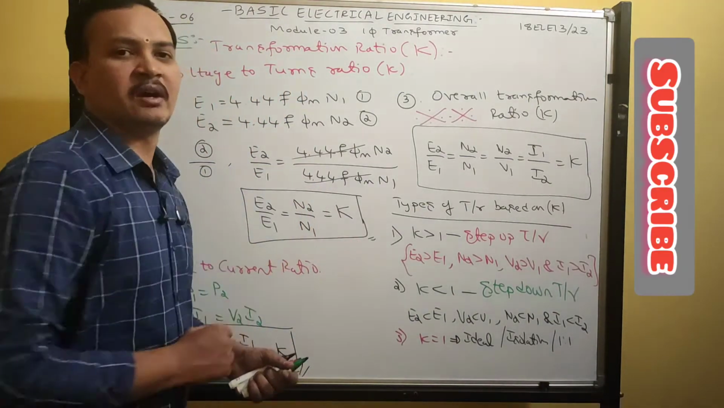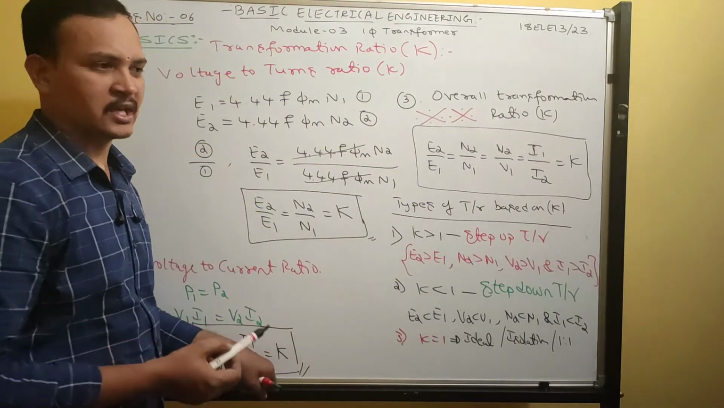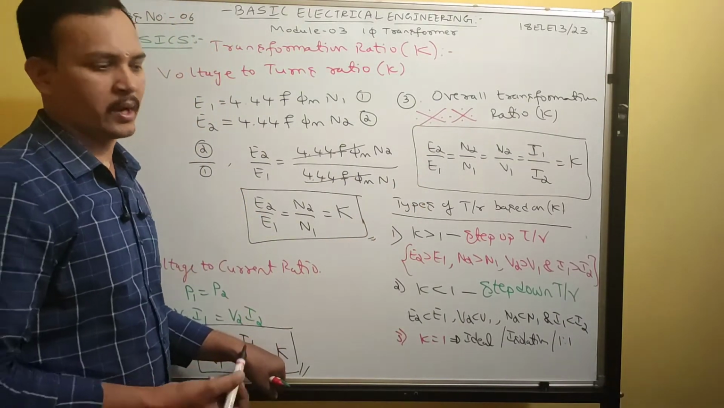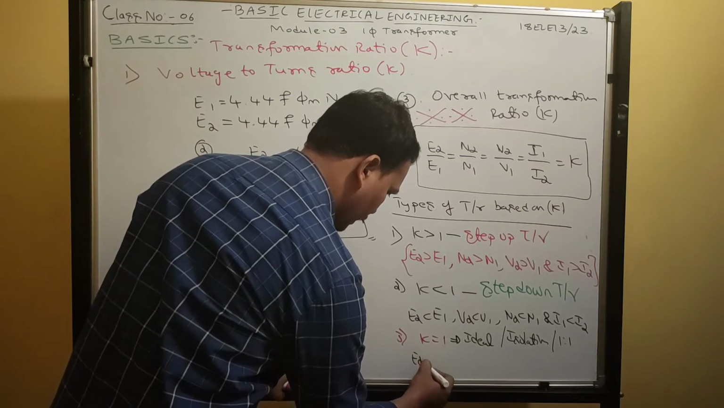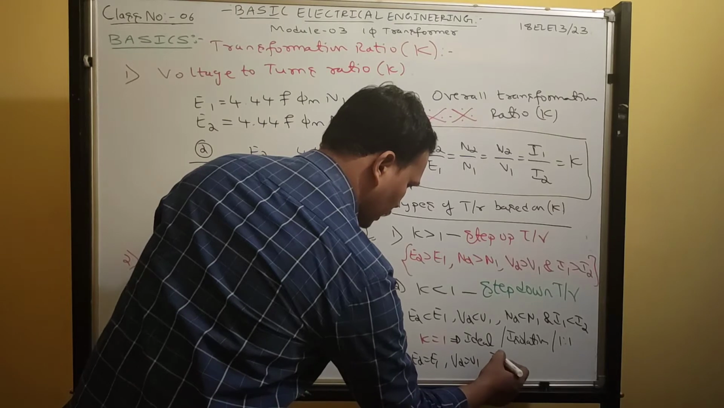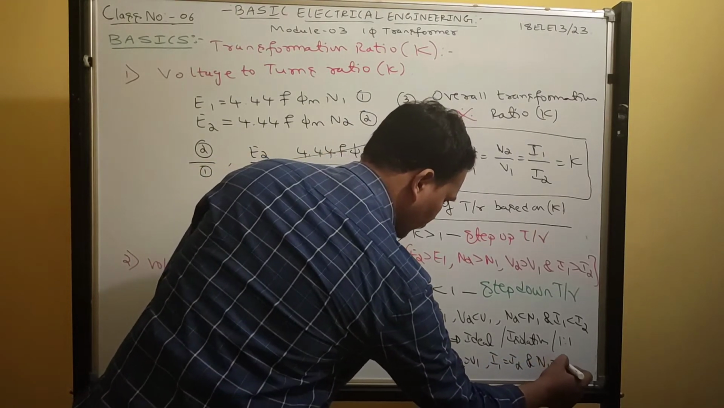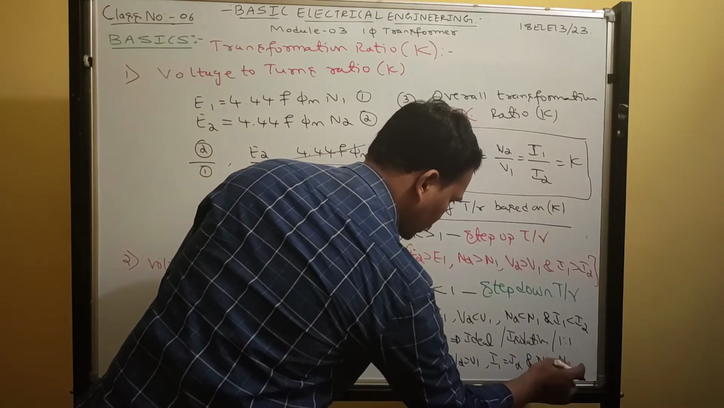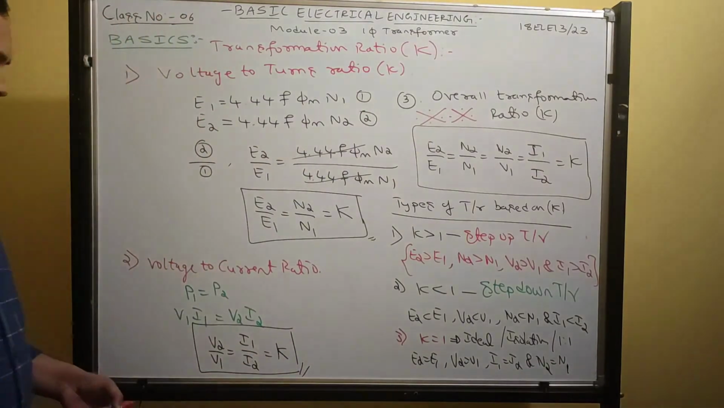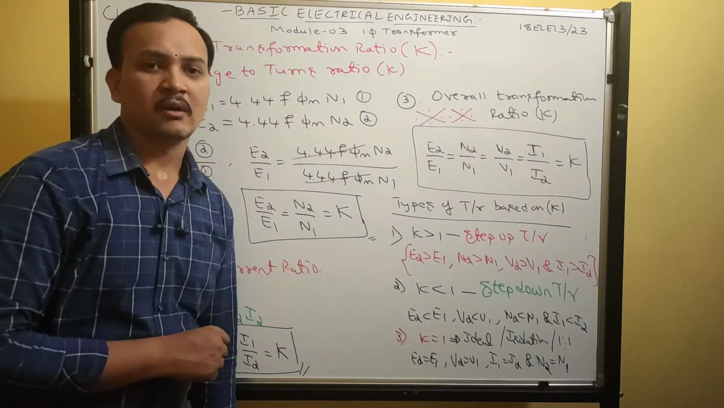In order to get k value 1, what should be the condition? Numerator and denominator both should be the same. If this is 100 volts, this also should be 100. 100 by 100 is what? 1. So therefore the conditions are E2 equals E1, V2 equals V1, I1 equals I2, and finally N1 equals N2. Both are the same. Okay, got it? So these are the types of transformer based on transformation ratio.